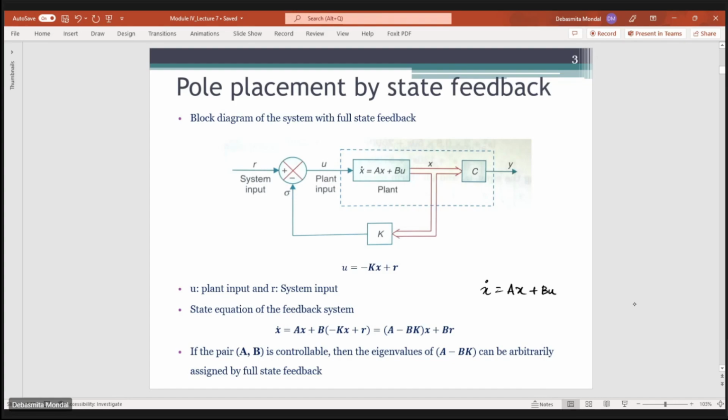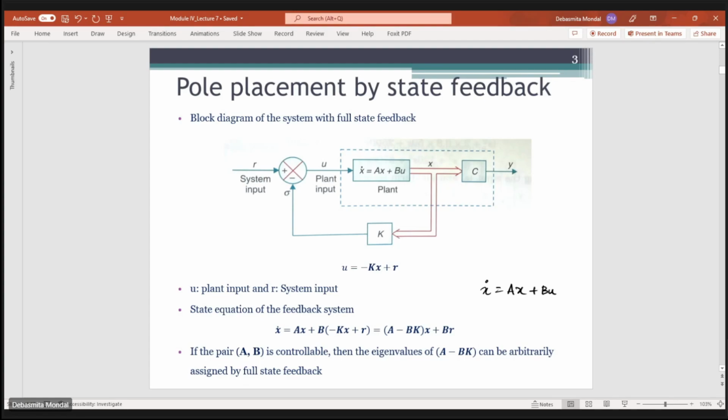From this block diagram, you can write the expression for U. So U will be equal to R minus K multiplied by X. So U is equal to minus KX plus R, right? If you want to write the state equation for the overall feedback system, it will be x dot is equal to AX plus BU. We will substitute U by minus KX plus R. So this becomes A minus BK into X plus B into R. This will be the state equation for the closed loop system.